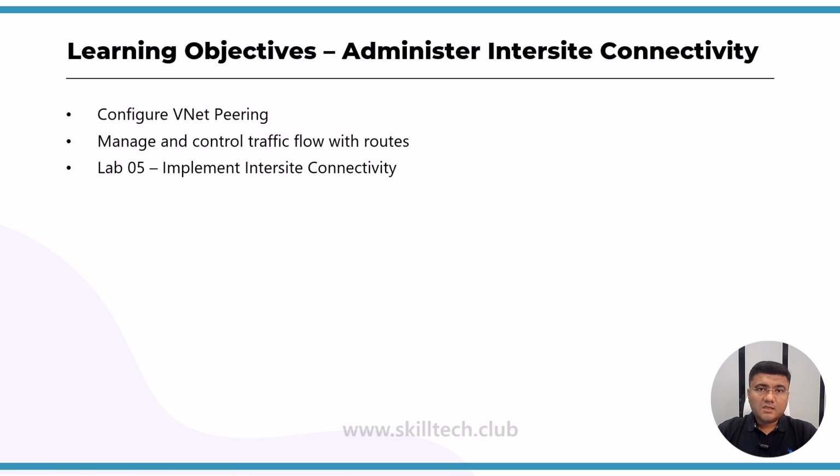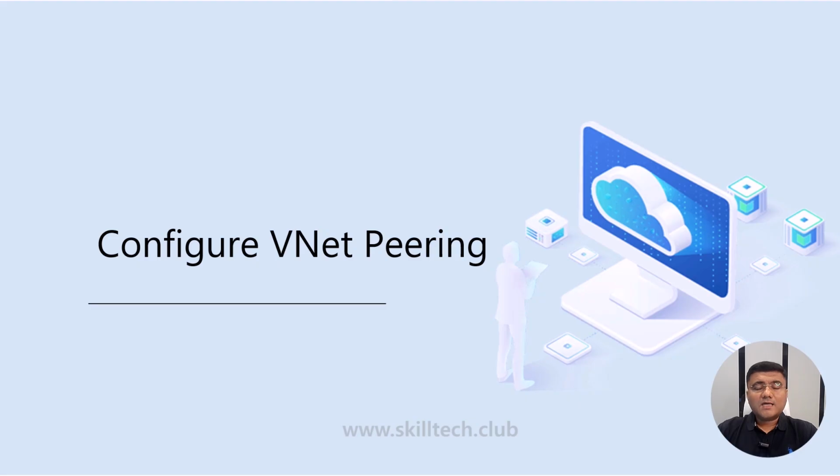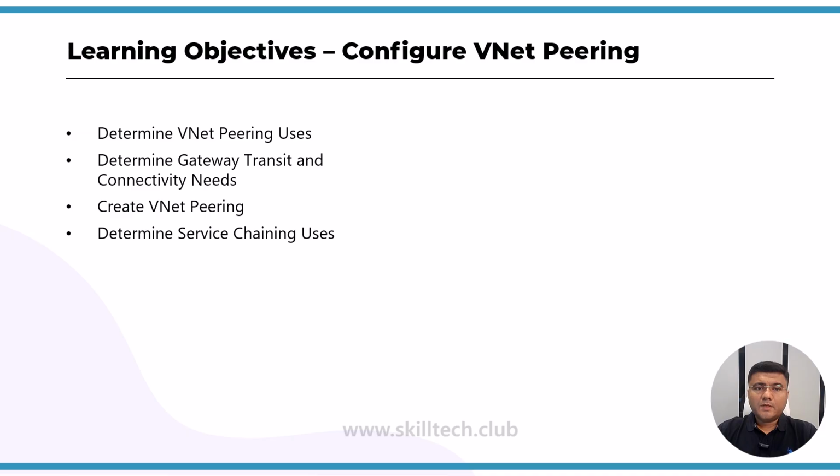Peering is one of the easiest ways to connect one Azure virtual network with another one. Maybe both belong to the same region, or maybe both are global, so you can do a global virtual network peering to connect one network with another network across the globe. We are also going to focus on managing and controlling traffic flow with routes, and after this we have a lab associated with this module also. So let's start with first configuring virtual network peering.